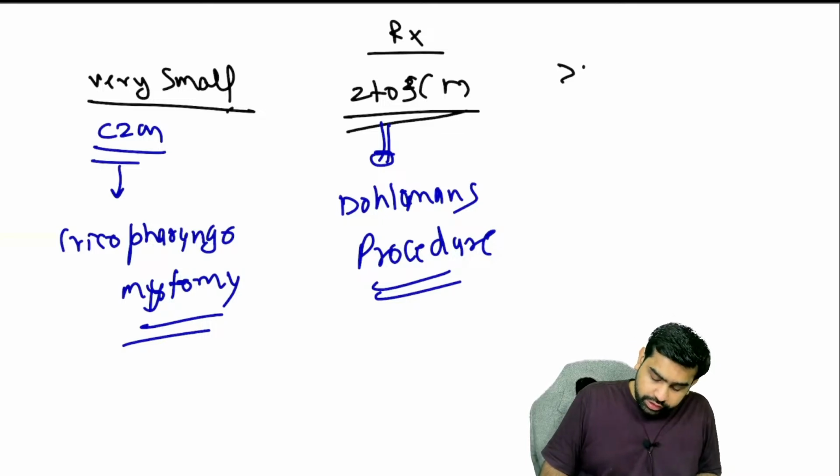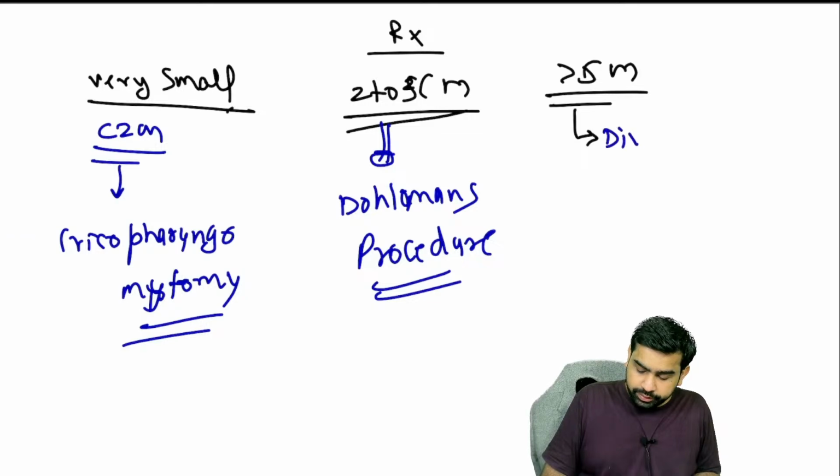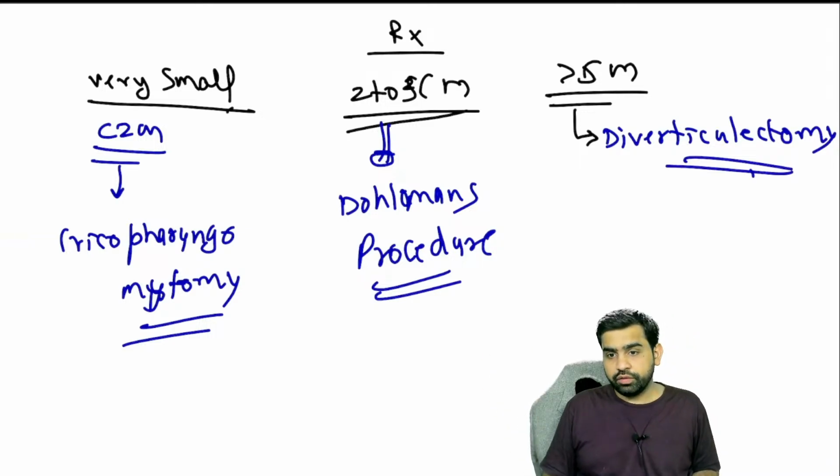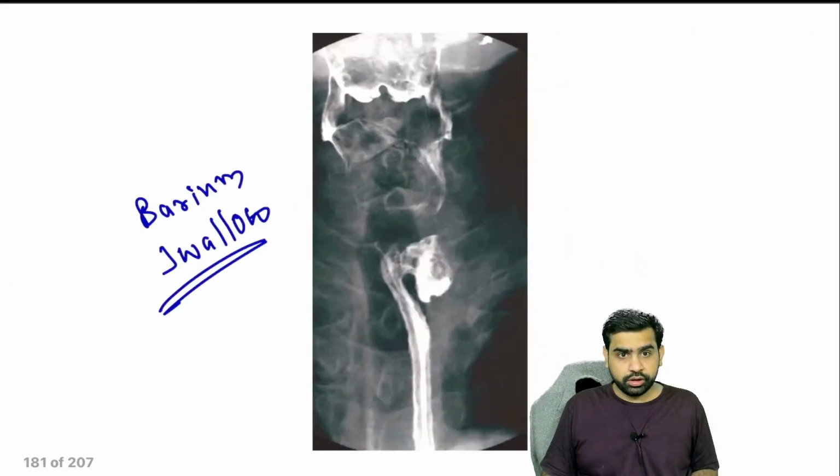If the size is more than 5 centimeters, then you have to perform a diverticulectomy. You have to remove that particular diverticulum, cut it and throw it off. That's what you have to do. I hope you're able to understand these particular things.